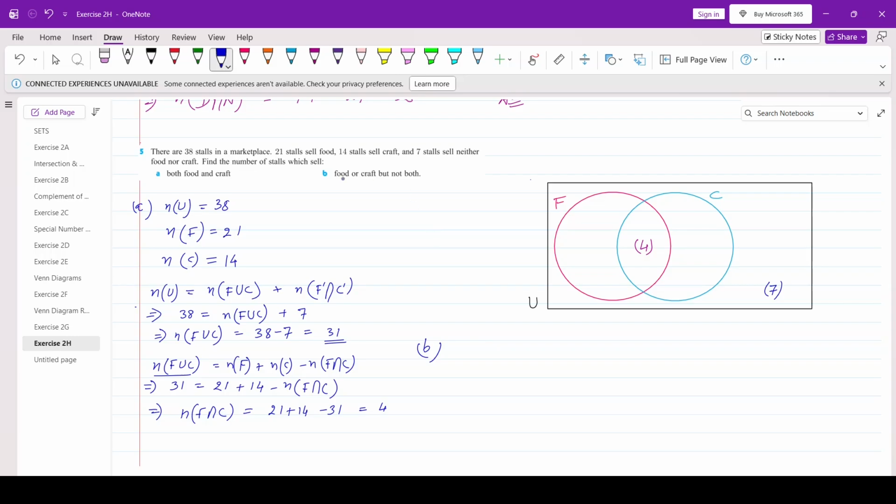So this was part A. Part B is going to be food or craft, but not both. So that is going to be the number of elements in F but not C, plus the number of elements in C but not F. Now we need to calculate this and this. From the question we know the number of elements in F is 21 and we have written 4 already. So this region is going to be 17. Similarly, the number of elements in C is 14. So this is 14 and 4 we have already written. Therefore, this region is going to be 10.